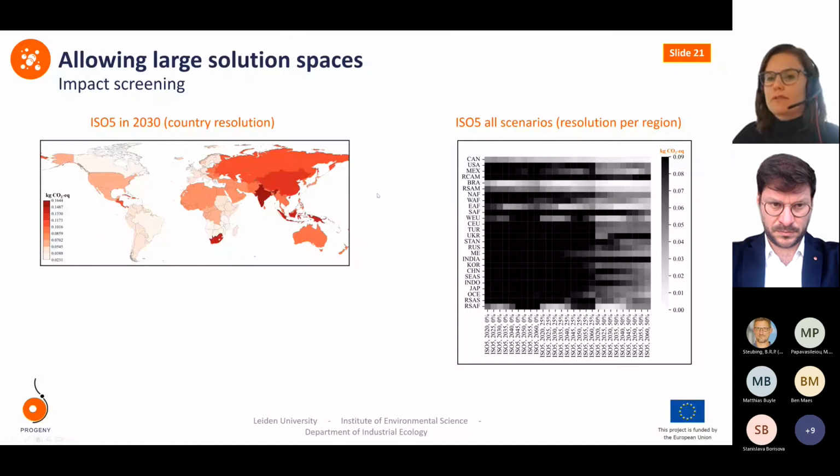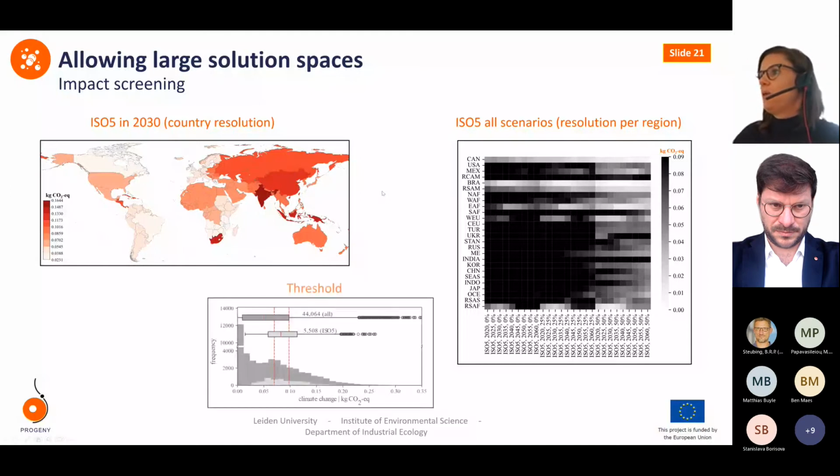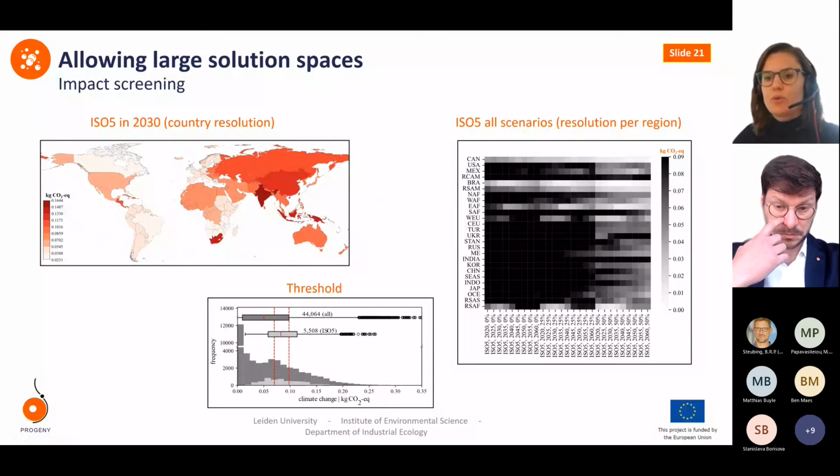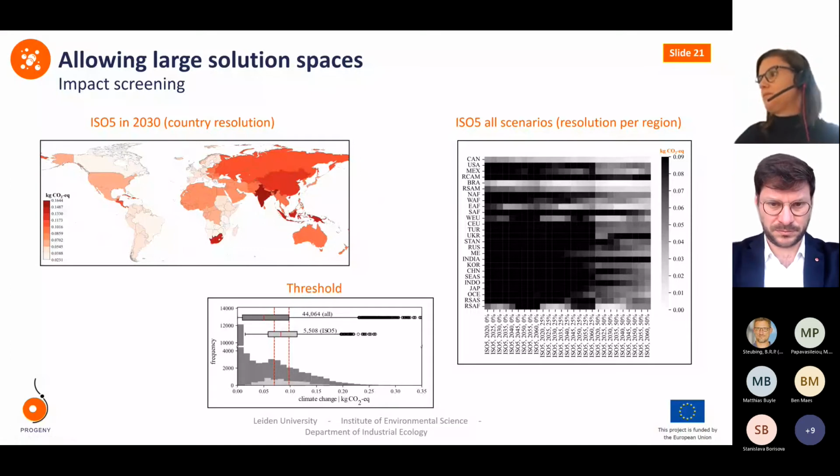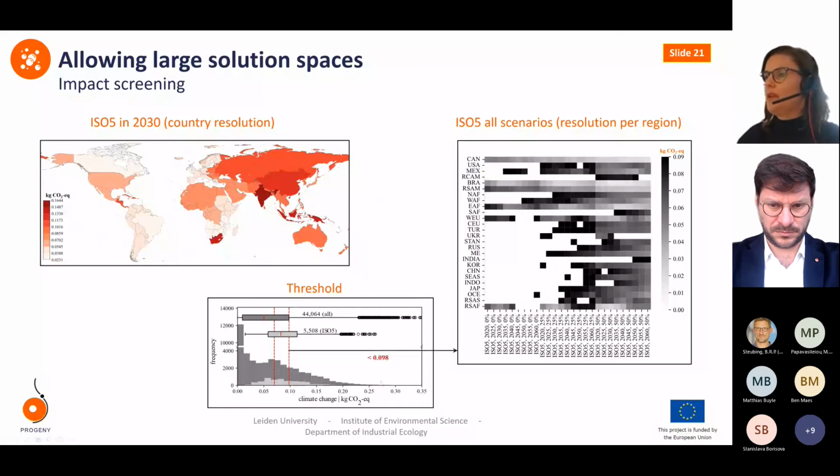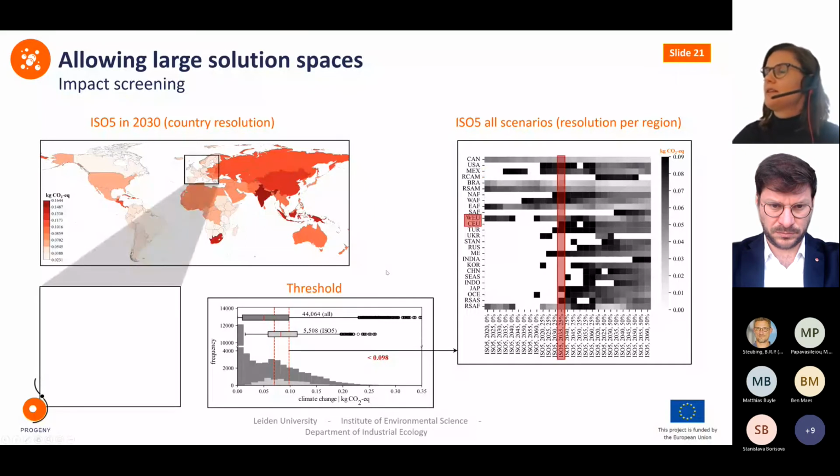But now we have all these solutions, and what does impact screening mean in that context? We apply, for example, a threshold where we say this is a too dirty solution for us. So for example, like this threshold, then we can already exclude some areas, and we can also zoom in on some areas.